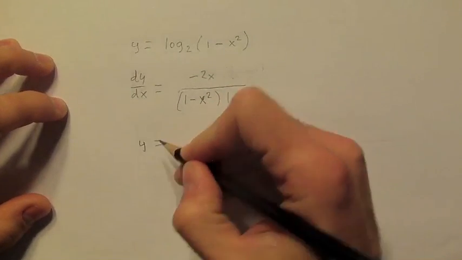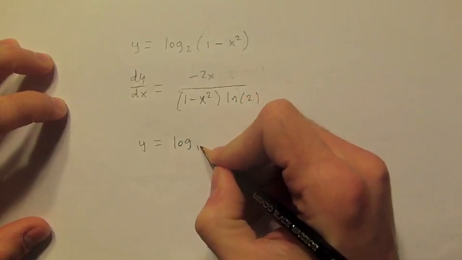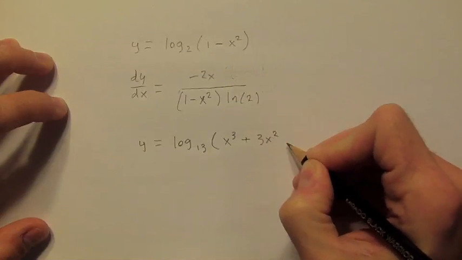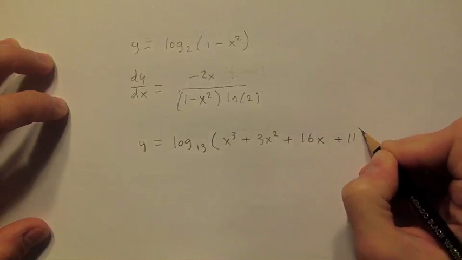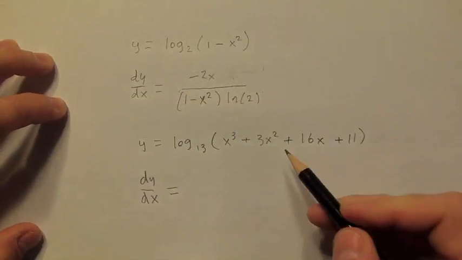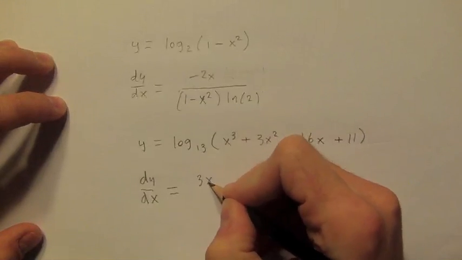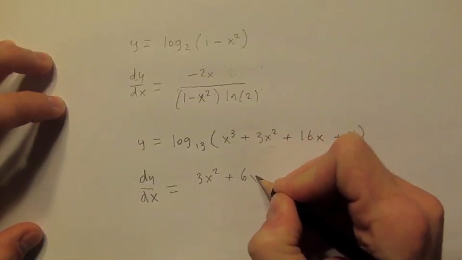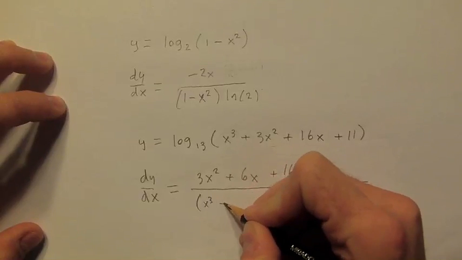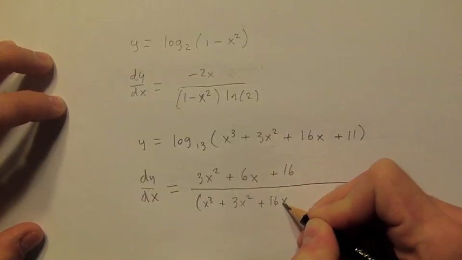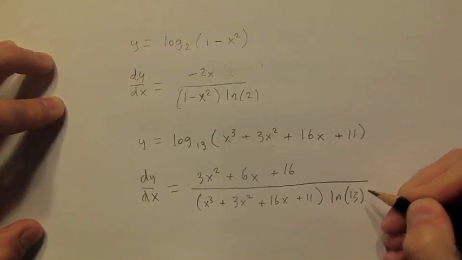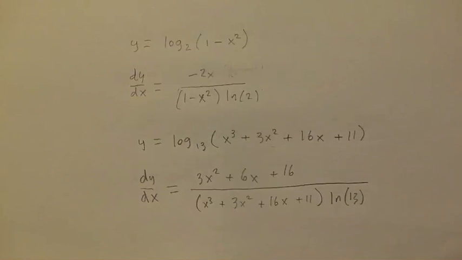All right, so let's make one a little more complicated. Let's say I have log base 13 of x cubed plus 3x squared plus 16x plus 11. The derivative of that is going to be the derivative of the stuff on top, so 3x squared plus 6x plus 16, all over, and we just copy down the stuff. And since this is a base other than e, we have to put the natural log of the base. Fair enough?